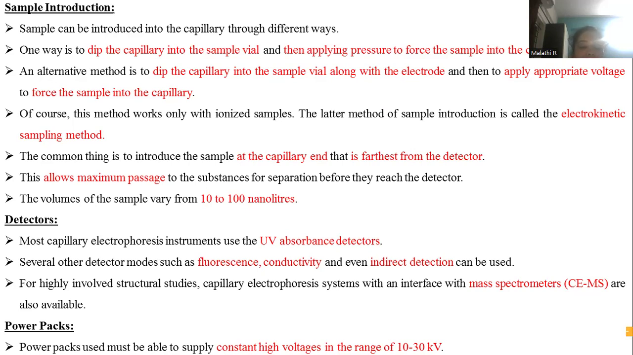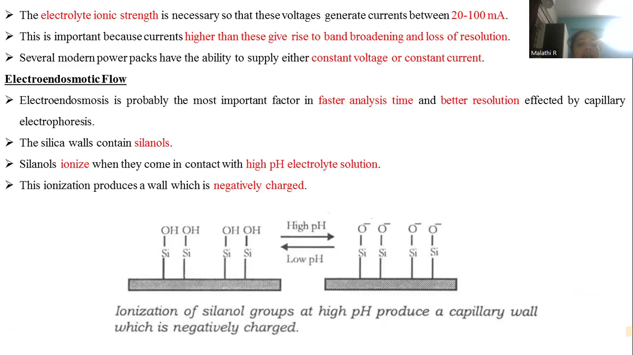So, power packs. The power packs used must be able to supply high voltage in the range of 10 to 30 kilovolts. The electrolyte ionic strength is necessary so that this voltage generates current between 20 to 100 milliampere. This is important because currents higher than these give rise to band broadening and loss of resolution. Several models of power packs have the ability to supply either constant voltage or constant current.